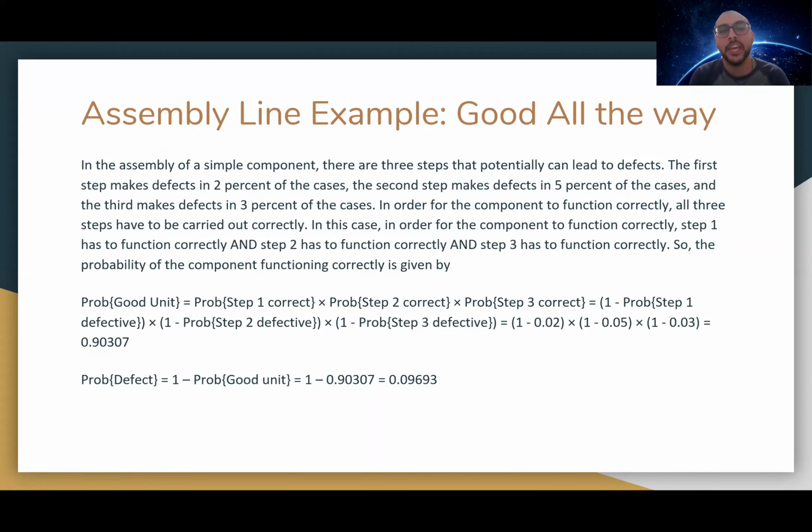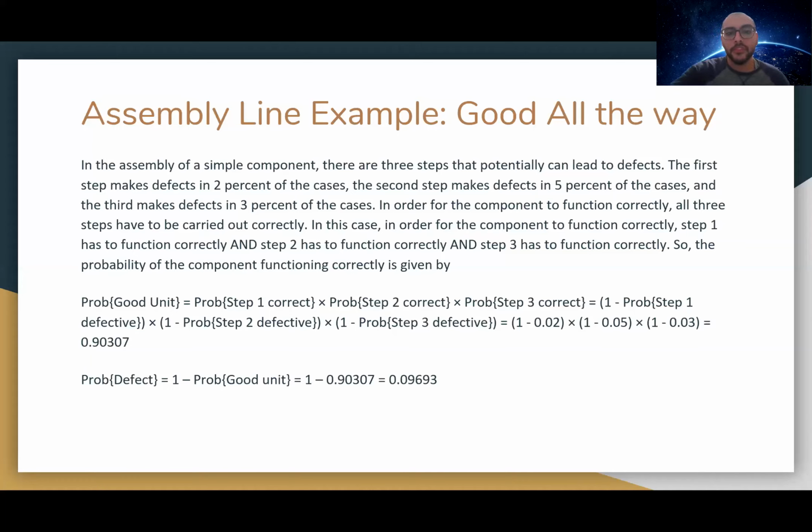Like, let's say it's a car manufacturer, and it has 3 steps to manufacture a car. Step 1 is to assemble the body of the car. The second step is to put the engine in the car, and the third step is to install the electronics in the car. So in order to have a good car, a good product, we will have to do good in all 3 steps. So the body of the car needs to be good, the engine needs to be good, the electronics need to be good. But if we have a defect in any of the 3 steps, the final product will be defective.